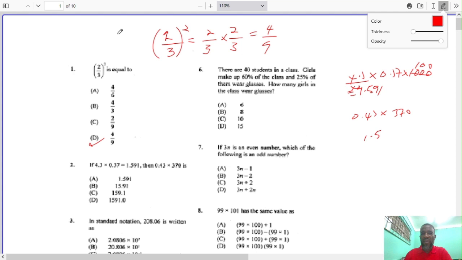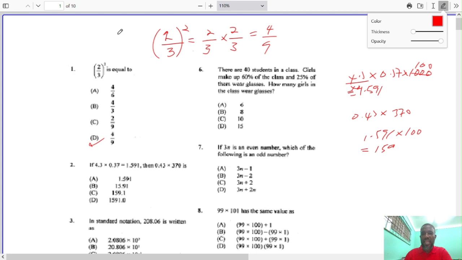So 1.591 multiplied by 100 is equal to 159.1. So our answer here is C, 159.1. Moving on to question 3.